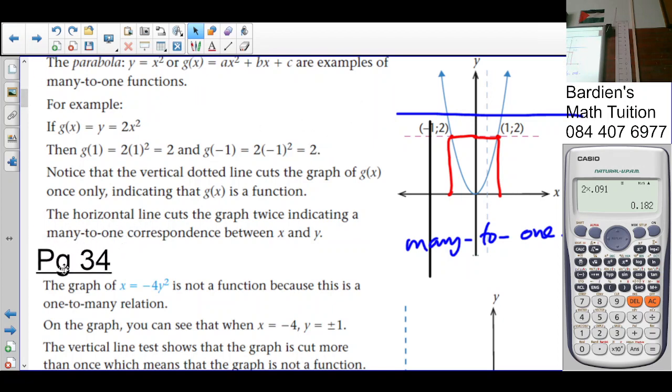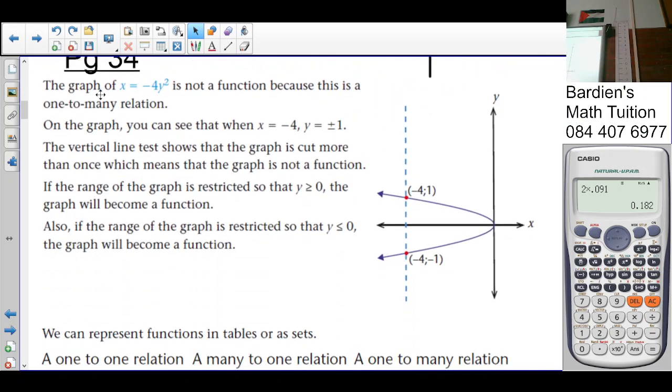Is this your introduction here? Then we are told that the graph of x equal to negative 4x squared is not a function because it's a one to many. So if you take again that vertical line, you see what's happening here? Is it cutting the graph once? No. So is this a function? No. The vertical line must cut the graph once only, at any given point in the graph.